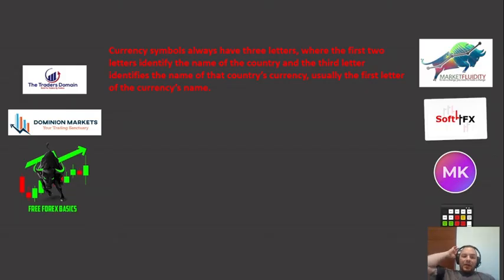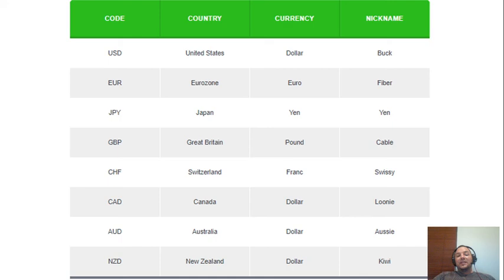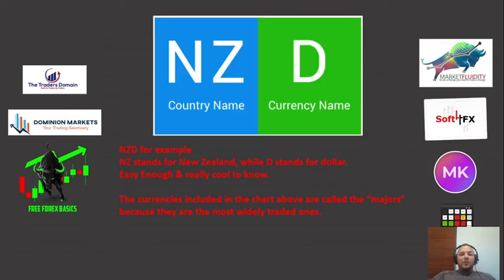So, currency symbols always have 3 letters, where the first 2 letters identify the name of the country, and the third letter identifies the name of that country's currency, usually the first letter of the currency's name. So, going back, exactly what I've just mentioned to you guys, I just thought I'd throw it all in there for you. Let's take an example of USD, United States dollar. Pretty cool. Alright, moving on.